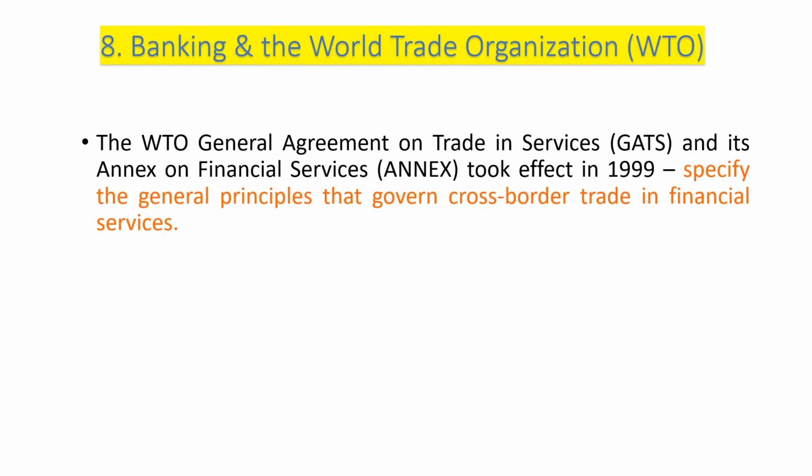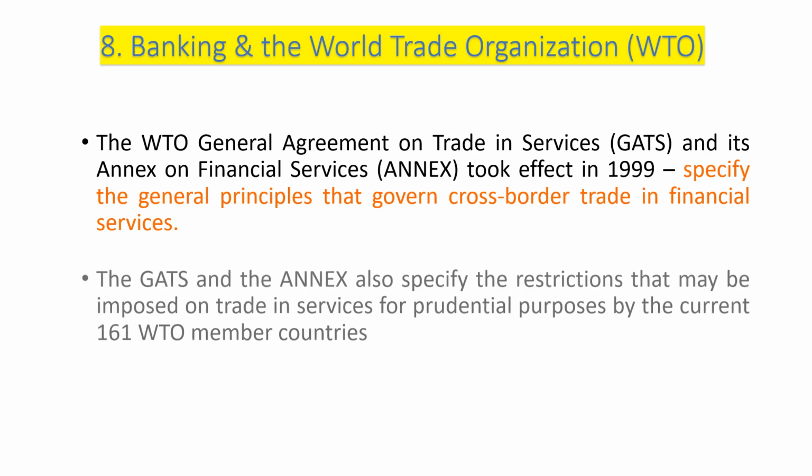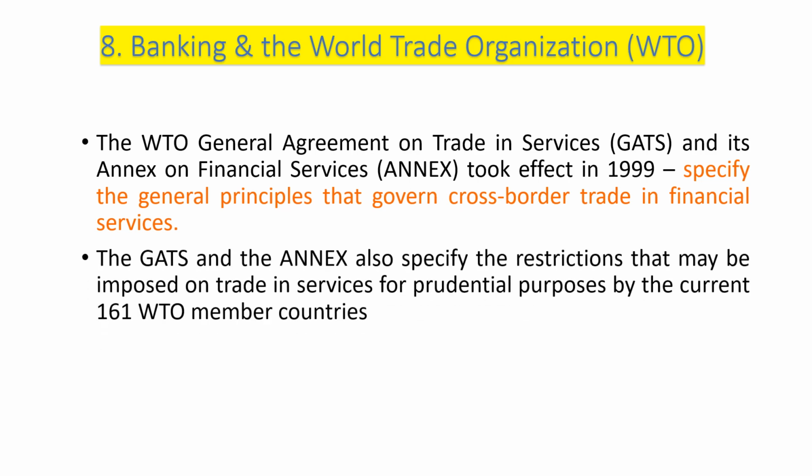Banking and the World Trade Organization, WTO. The WTO General Agreement on Trade in Services, GATS, and its Annex on Financial Services, Annex, took effect in 1999, specifying the general principles that govern cross-border trade in financial services. The GATS and the Annex also specify the restrictions that may be imposed on trade in services for prudential purposes by the current 161 WTO member countries.